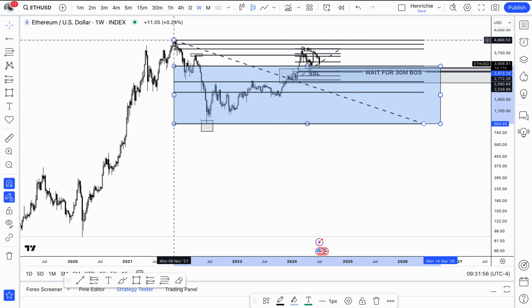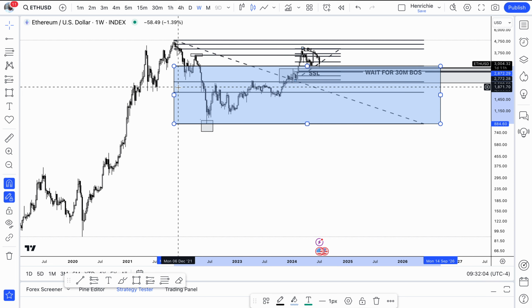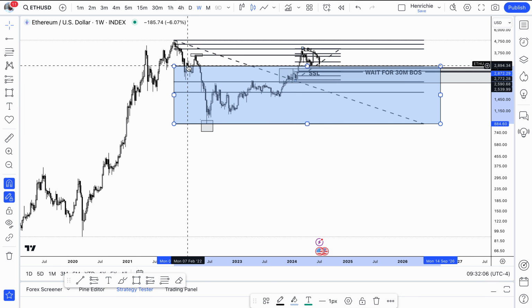Using the Fibonacci from the overall high to the overall low, this key level right here is the equilibrium. Anything below this key level is discount. So that means if I'm buying below this key level, I'm buying at a discount position. So anytime I see price come down in here, I can look for a buy. Let's say I have $10,000 that I want to invest in the market.